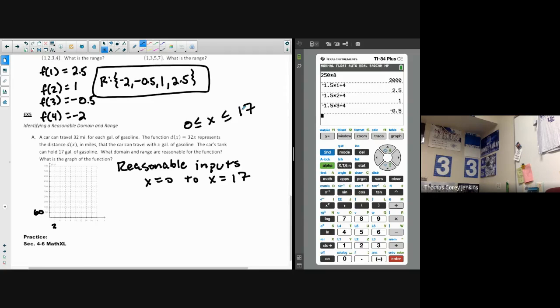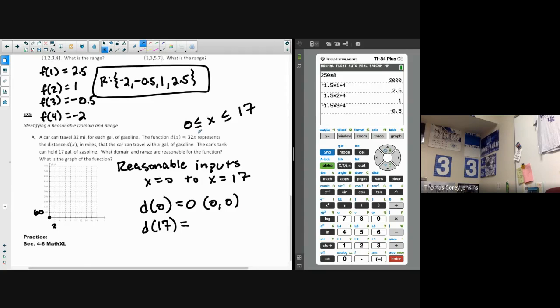Okay, so if I sub in 0 to my function rule, what is d of 0? Now we've got to get our outputs, right? So 32 times 0, that's easy enough. That's going to be 0. Remember, this is a point on the graph, (0, 0). That's going to be my lower limit point. We also want to find d of 17. That represents my upper limit point.